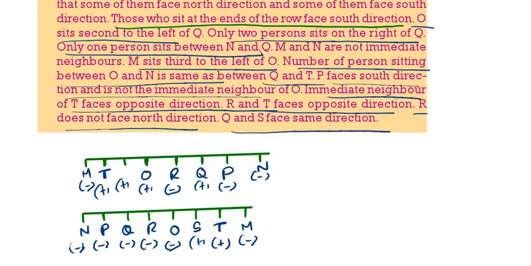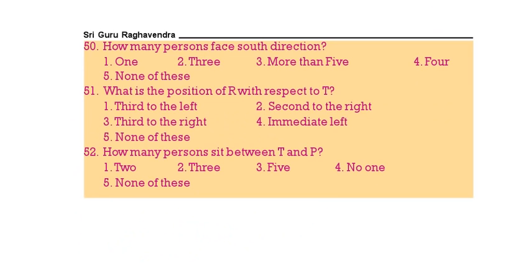Then Q and S they face same direction. Here Q is plus, S is also plus. Here Q is minus, whereas S is plus. This is wrong because Q and S should face the same direction. So this is correct and this is wrong. Now come to the questions.